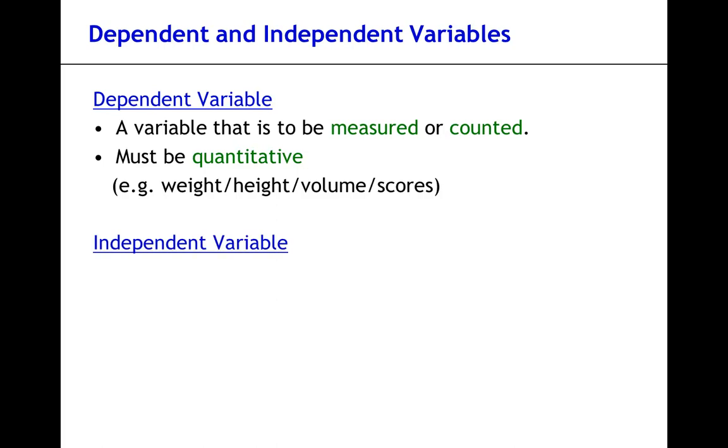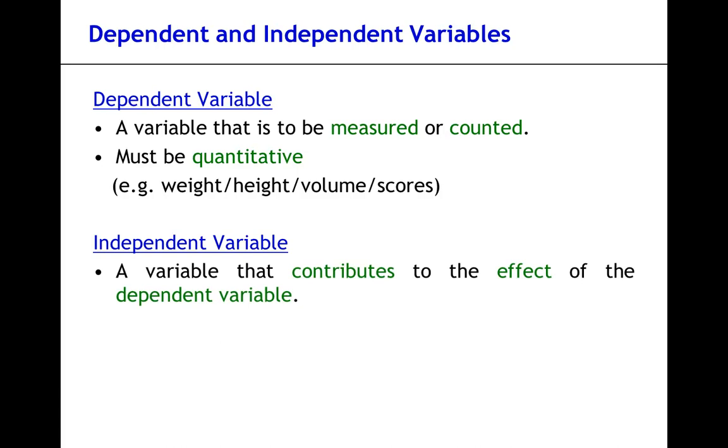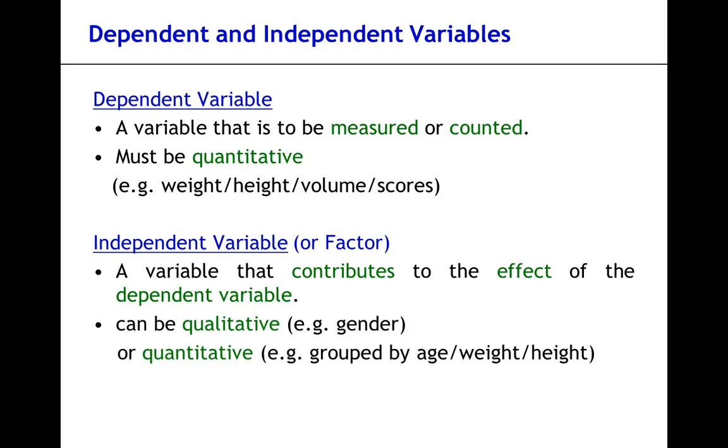Examples of dependent variables are weight, height, volume, or scores. An independent variable, on the other hand, is a variable that contributes to the effect of the dependent variable. Hence, it is also known as a contributing factor, or simply factor. In ANOVA, the independent variable can be qualitative, such as the gender of a person, or quantitative, such as age group, weight group, or height group.